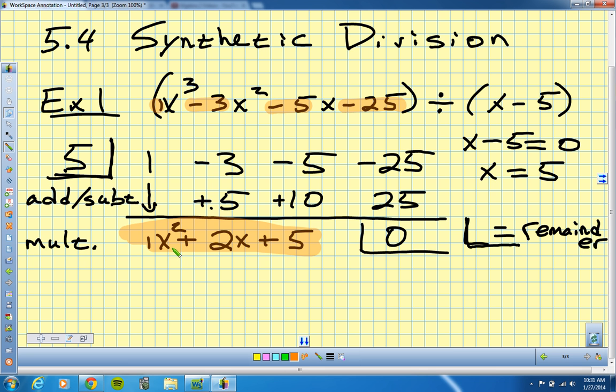Emma? How did you get x squared? Because we're doing x cubed divided by x. Oh. It's got to be x. It's got to start at x squared down here. All right, let's do another example.